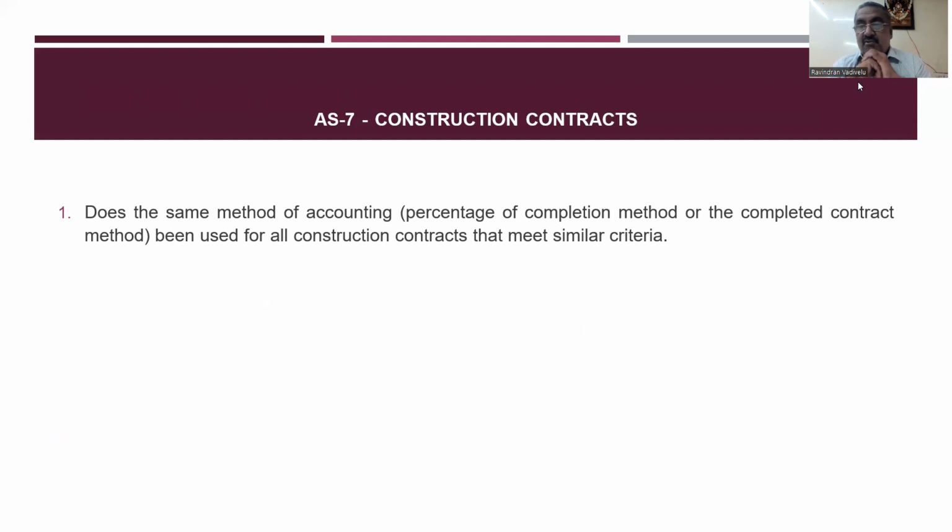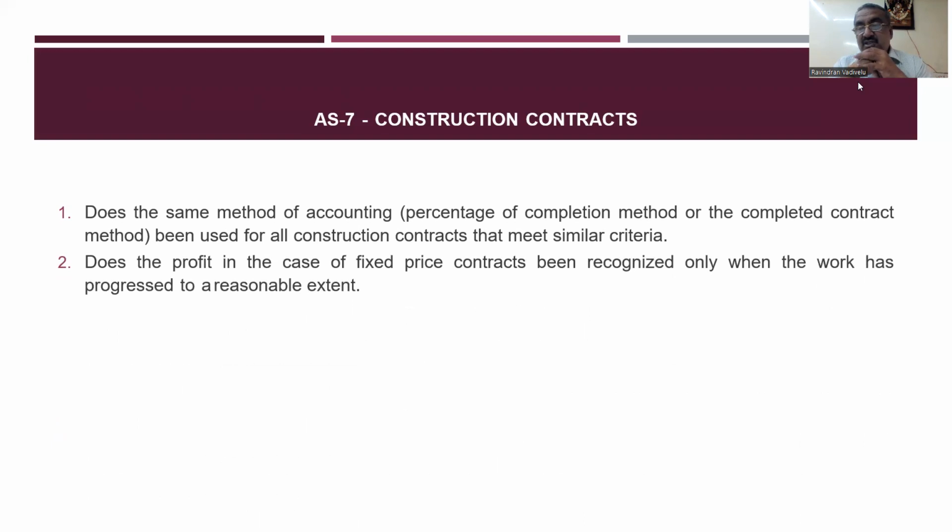So what is the method of accounting that they are following at the time of construction of any building? That is the construction account you have to see. Is profit in the case of fixed price contracts recognized only when the work has progressed to a reasonable extent? That is, they can transfer the profit from the construction work to the company's P&L account only when a reasonable portion of the building contract is over.